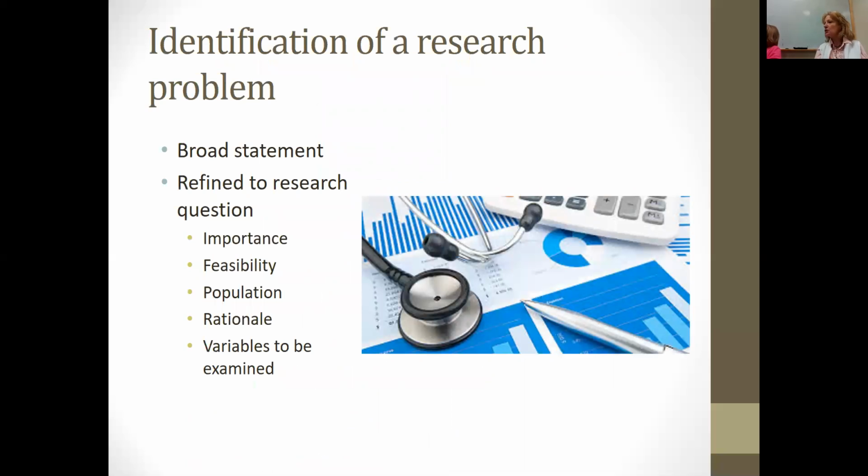So you're going to start describing what you think this problem is, and you'll have a broad statement about the problem, and then you're going to refine it to a research question, and we'll give you lots of examples and help you refine yours. But your research problem usually documents what's the importance of this, what's the feasibility of doing something about it, what population are you going to try to reach, and the rationale behind that, and then the variables to be examined. And I'm going to pick on Eve for the example just because I talked with her most recently yesterday.